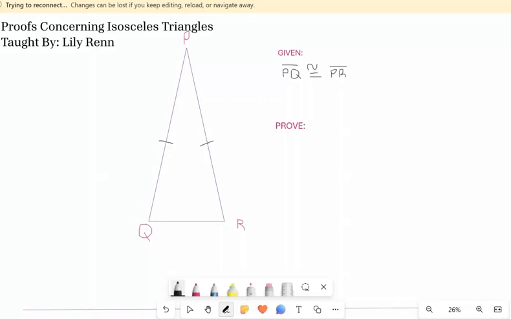So let's start by asking, what is an isosceles triangle? Well, if you look right here, an isosceles triangle is a triangle that has at least two sides that are congruent, meaning they're the same length.